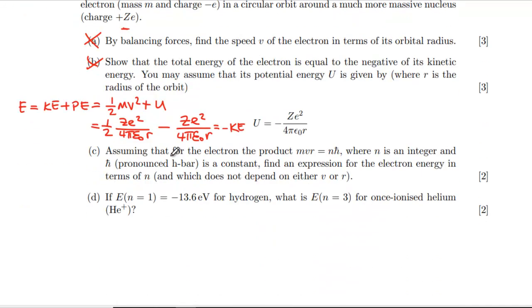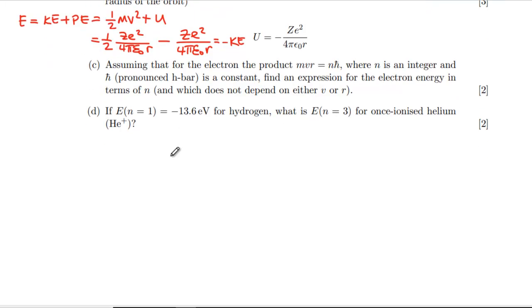Assuming that for the electron, the product mvr equals n h bar, where n is an integer and h bar is a constant, find an expression for the electron energy in terms of n, which does not depend on either v or r. So anyway, we had our energy. The electron energy we've just said is minus a half Ze squared over 4 pi epsilon 0 multiplied by 1 over r. I've separated the 1 over r off because that's what we want to get rid of, but we don't want to put v in it.